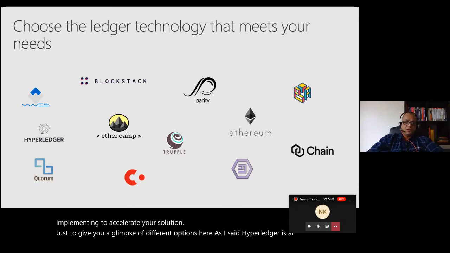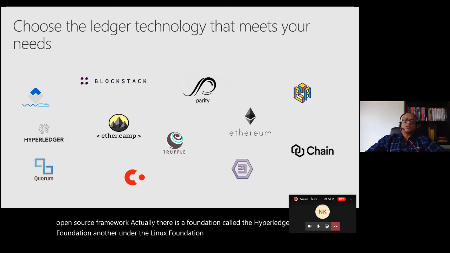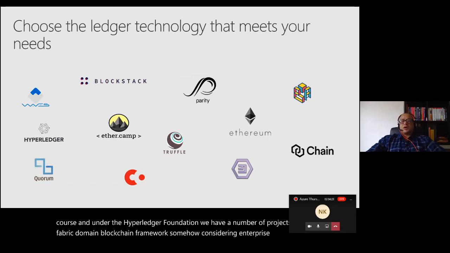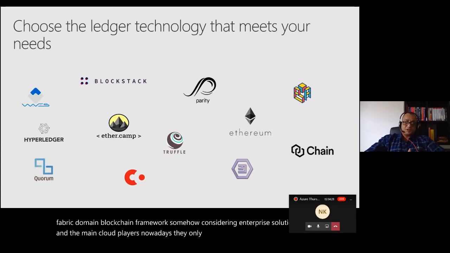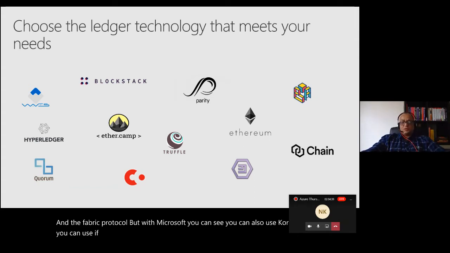Just to give you a glimpse of different options here, as I said, Hyperledger is an open source framework. There's a foundation called the Hyperledger Foundation, under the Linux Foundation umbrella, so it's open source, of course. Under the Hyperledger Foundation, we have a number of projects like Fabric, the main blockchain framework for enterprise solutions, and the main cloud players nowadays only implement Hyperledger and the Fabric protocol. But with Microsoft, you can also use Corda, you can use Ethereum, for example, and Quorum. We have a number of other choices here.